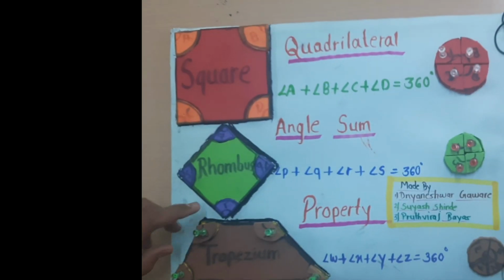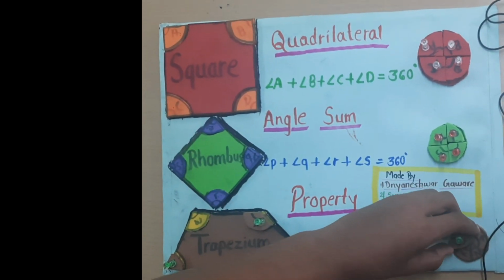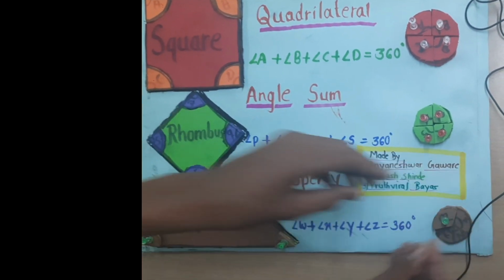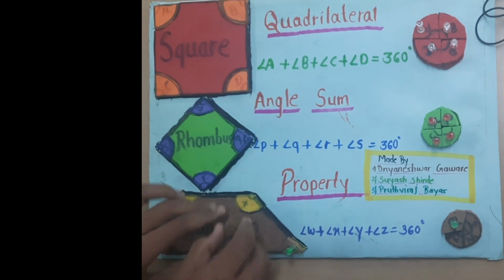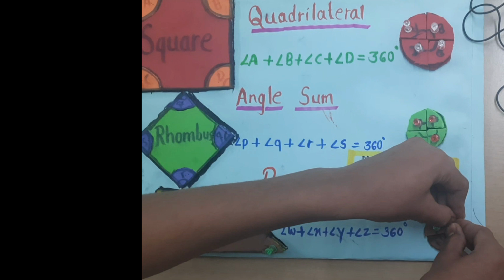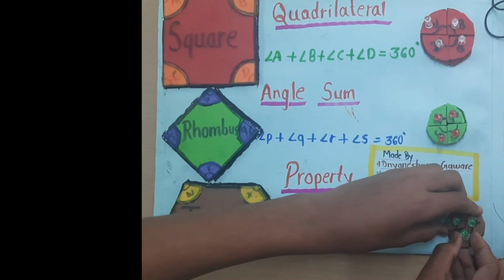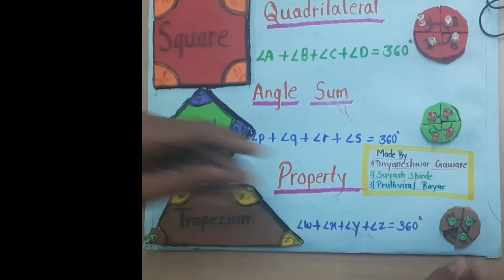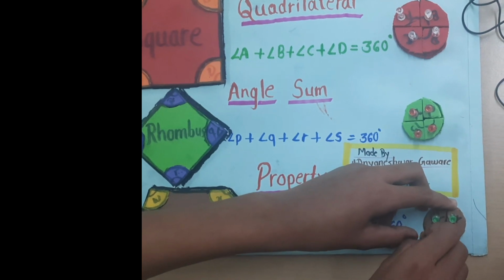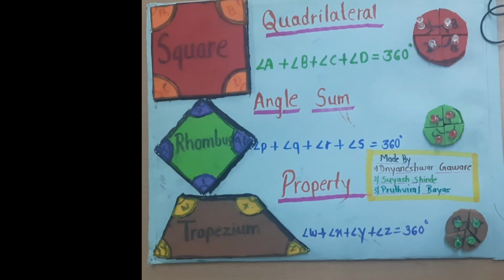So WXYZ is the trapezium. This is angle W. This is angle X. This is angle Z. And this is angle Y. The sum of all four angles is 360 degrees.